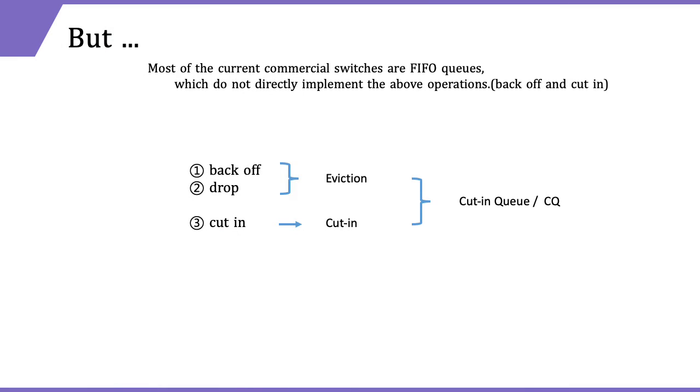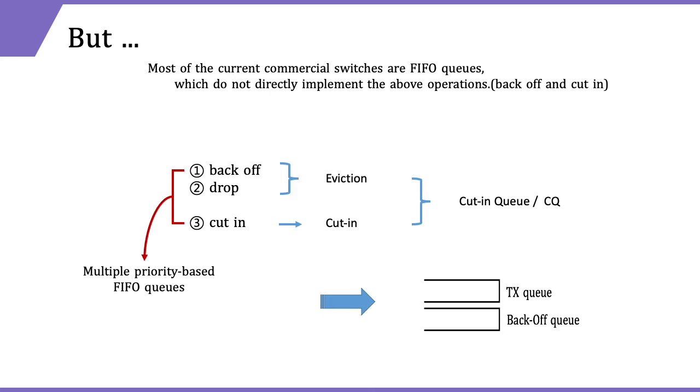But it is not easy to directly achieve the above-mentioned operations, back off and cut in. Therefore, we use multiple priority-based queues to implement CQ: the TSQ and the back-off queue. TSQ is the transmit queue. At the same time, to prevent the starvation of long flows in on periods, we introduce a threshold K on the TSQ.